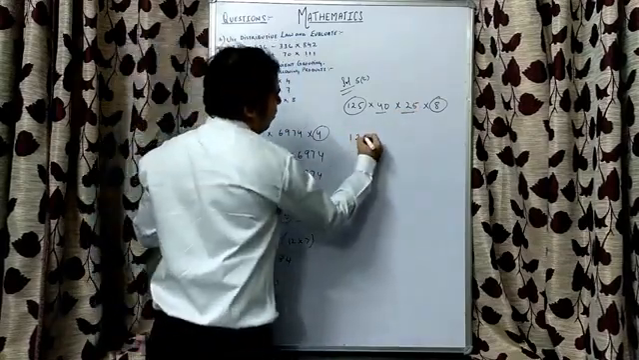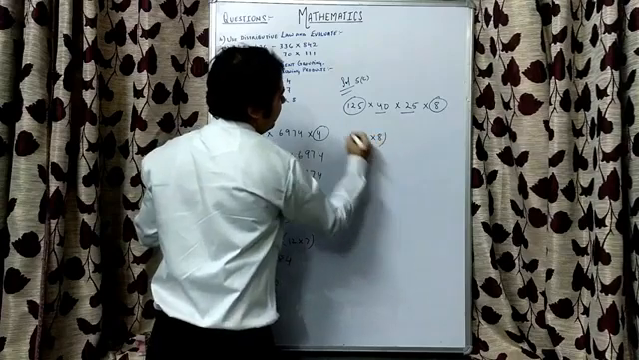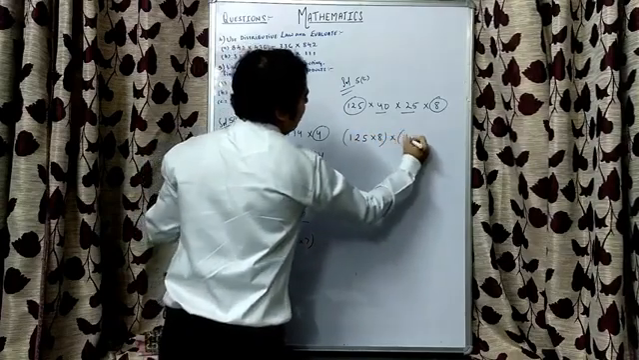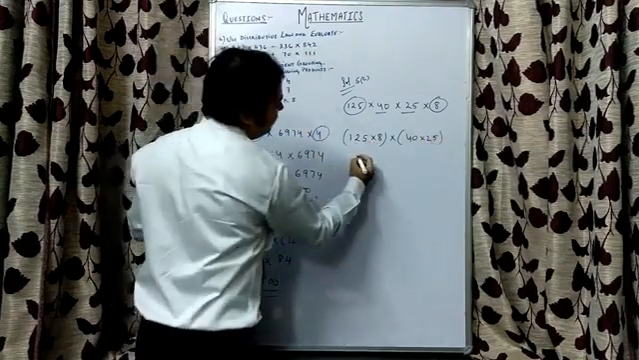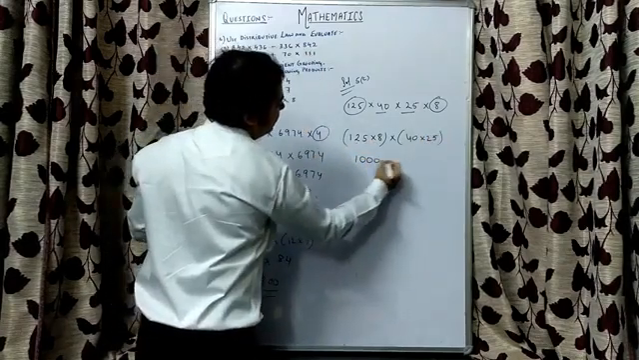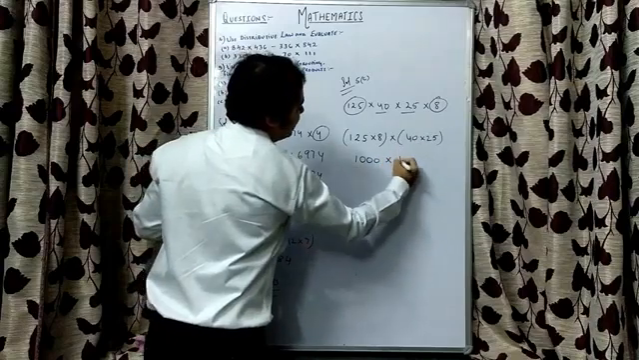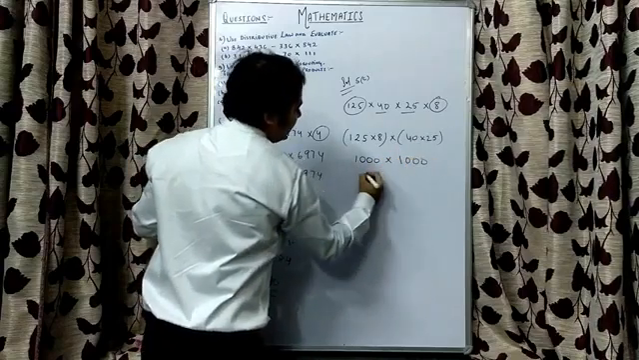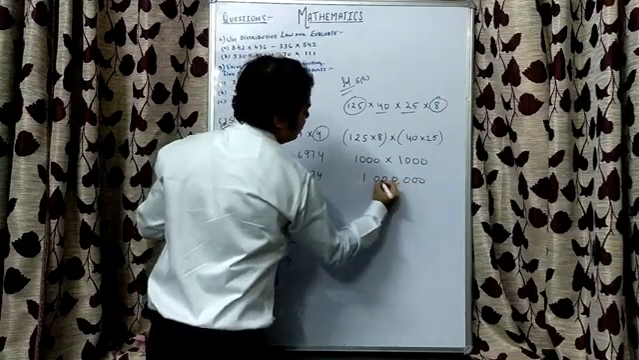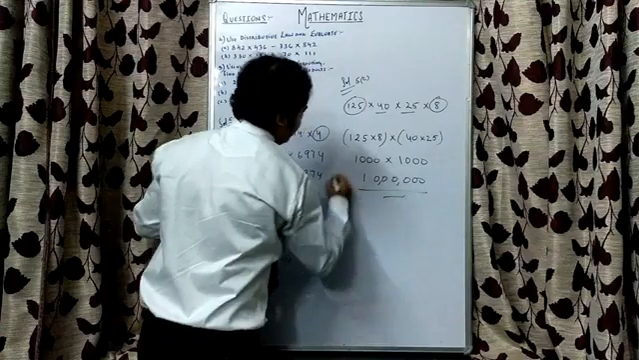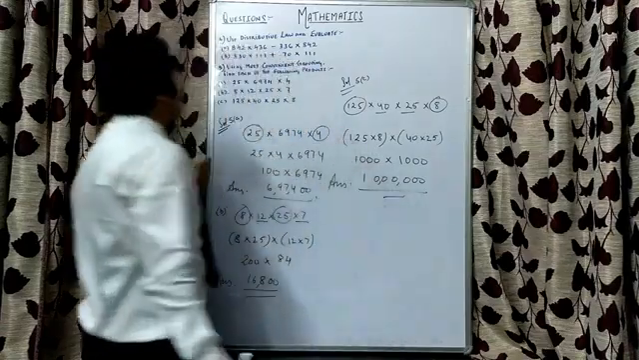How? 125 into 8 in one bracket, into 40 into 25 in one bracket. 125 into 8 is 1000, into 40 into 25 is also 1000. 1000 into 1000, 3 zeros and 3 zeros. This is our answer. Right?